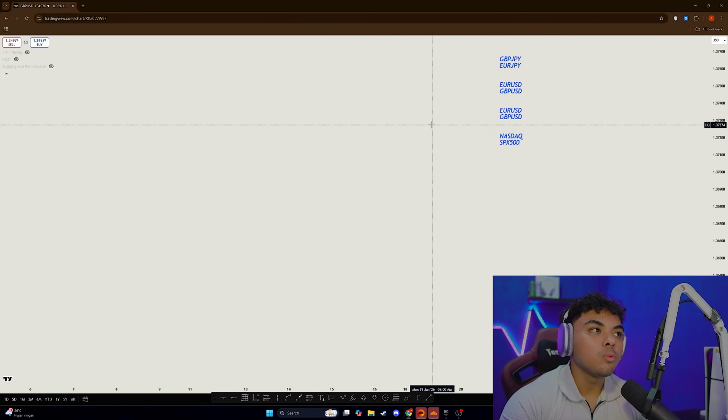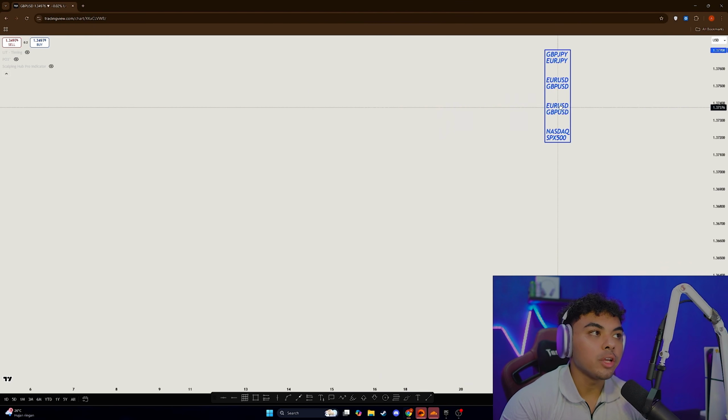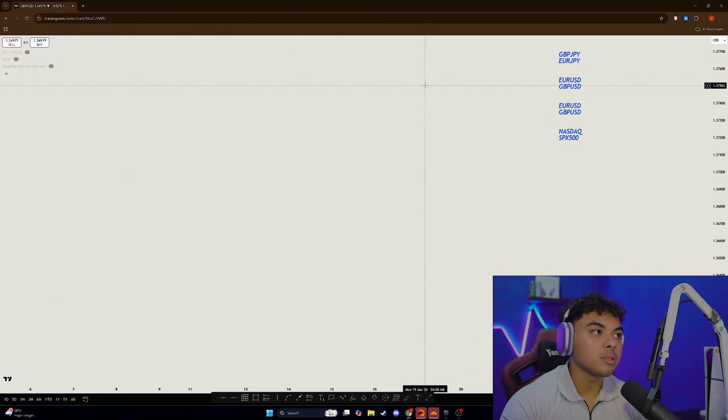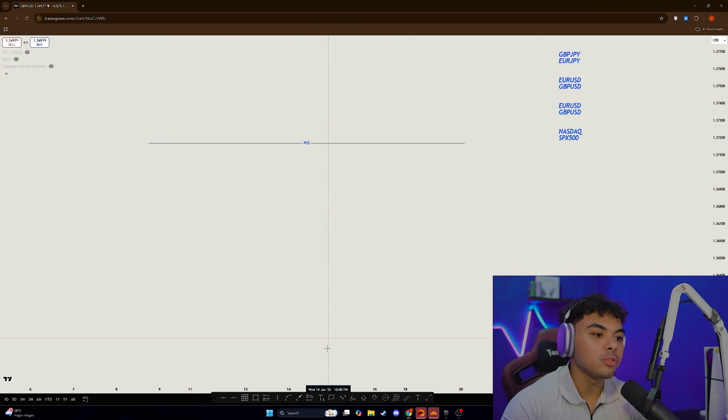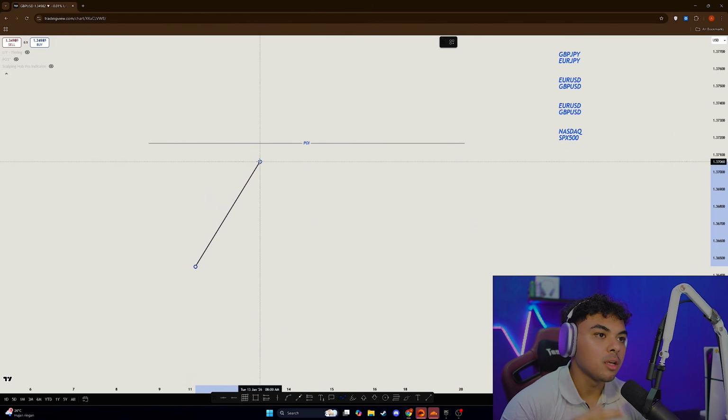Now, the reason why we want to trade the pairs that are closely correlated is because there are times where you have identified your point of interest. Let's say you have identified your point of interest and you're waiting for that point of interest to get tapped, but instead price just moves before that point of interest gets hit.